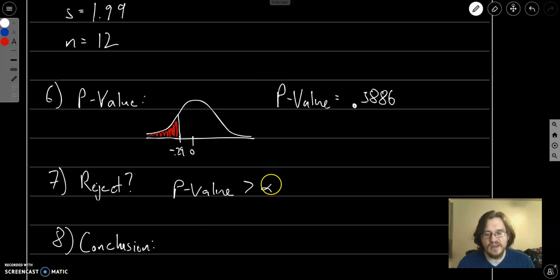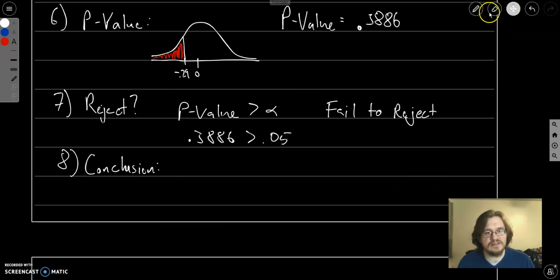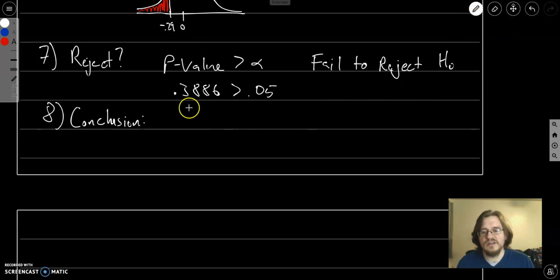Our p-value is in fact greater than alpha, because 0.3886 is greater than 0.05. So we do not reject, we fail to reject the null hypothesis. I should clarify.